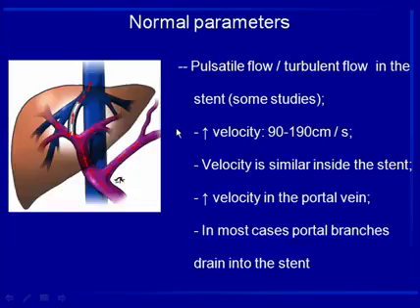Normal parameters: pulsatile flow, turbulent flow in the stent in some studies, and increased velocity in the TIPS from 90 to 190 centimeters per second. Velocity is similar inside the stent. There is an increased velocity in the portal vein. In most cases, portal vein branches drain into the stent.